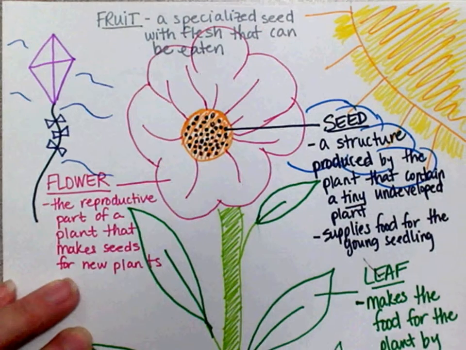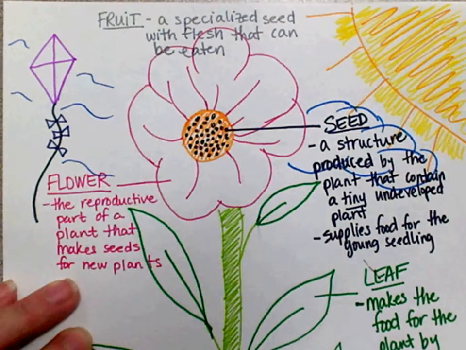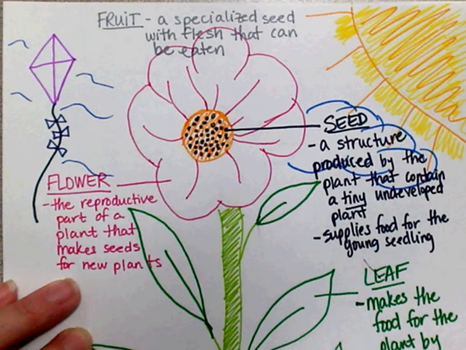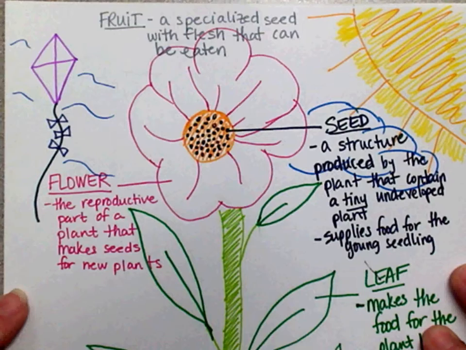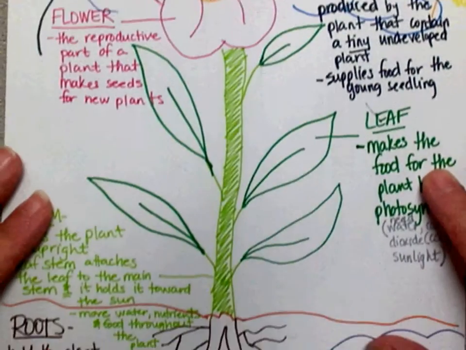Okay? And then, what happens if we have fruits and vegetables? A fruit is a specialized seed. This is a seed that's got flesh on it and that can be eaten. It can be eaten by humans. It can be eaten by other animals. Okay? So that little seed inside of there, like an apple, it's got like 8 to 10 seeds inside of it, right? Okay? So then this flower, this is the reproductive part of the plant that makes the seeds for the new plants. Okay? So then let's go to this bottom half.